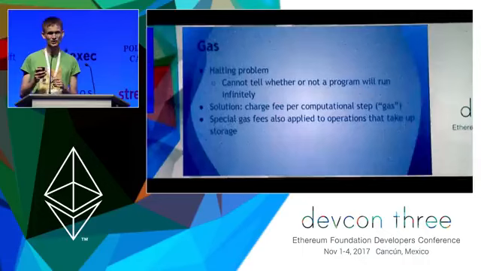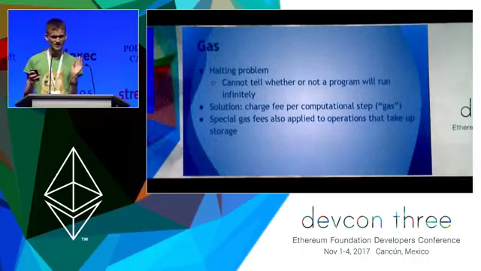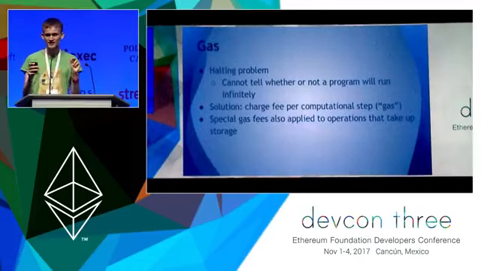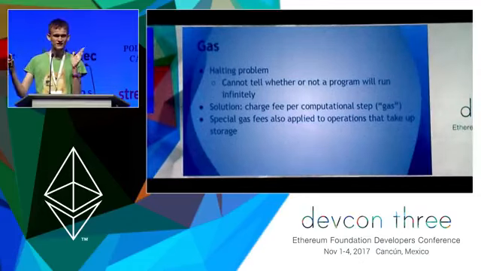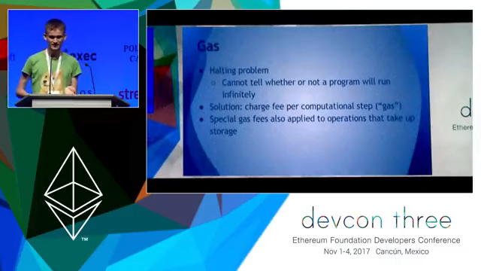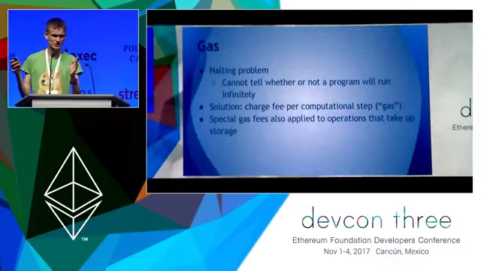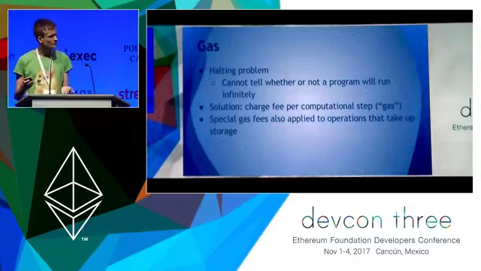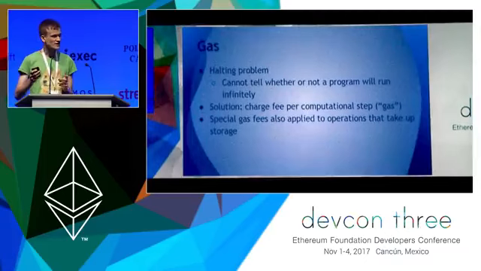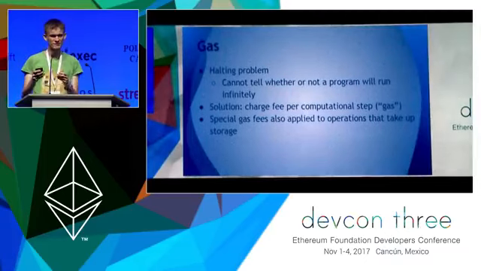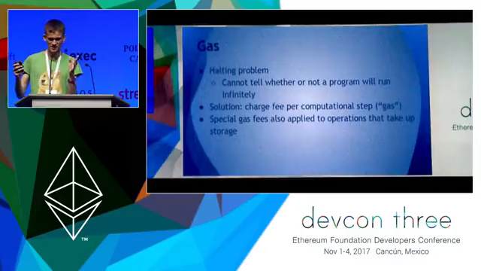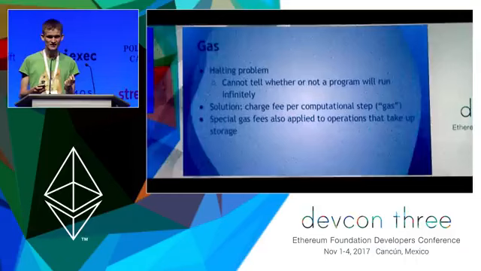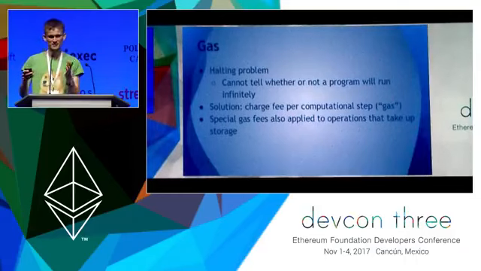So gas is not a currency, right? Gas is not something that you can transfer or hold. Gas is basically a unit of measurement. It says this computation, if it consumes 30,000 units of gas, then that means that the protocol says that this computation takes about 30,000 units of effort in order to execute. There's also special gas fees that are applied to operations that take up storage, transactions that take up space. Basically, any kind of cost that gets incurred by the Ethereum network is translated into some kind of gas expenditure.